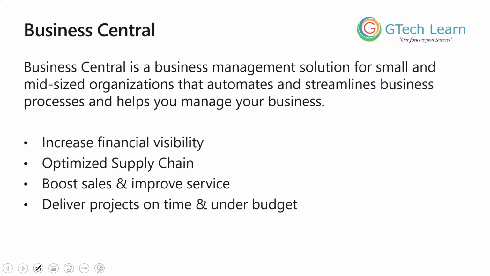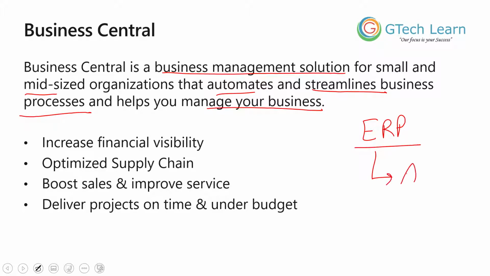When we talk a little bit about Business Central, what it is, it is a business management solution for small scale and mid scale organizations that automates and streamlines business processes and definitely helps you manage your business. Now, Microsoft used to have a couple of products in the ERP segment. We used to have Dynamics AX, Dynamics NAV, an acronym for Navision, Dynamics GP, that's for Great Plains, and Dynamics SL for Solomon, and C5, and furthermore.